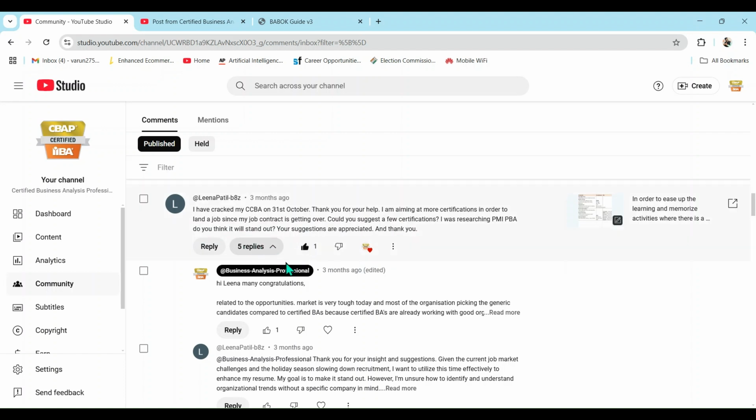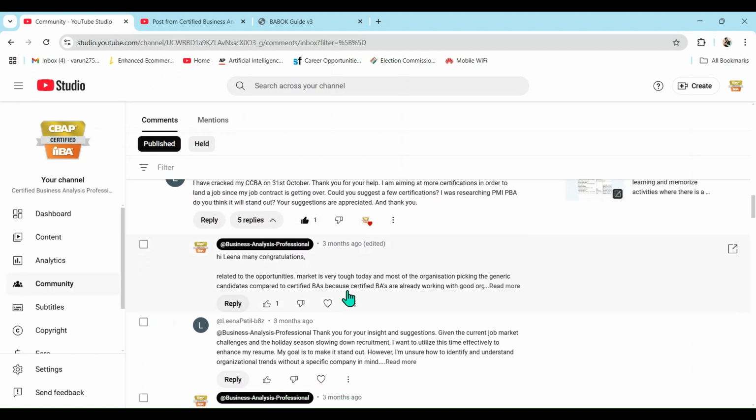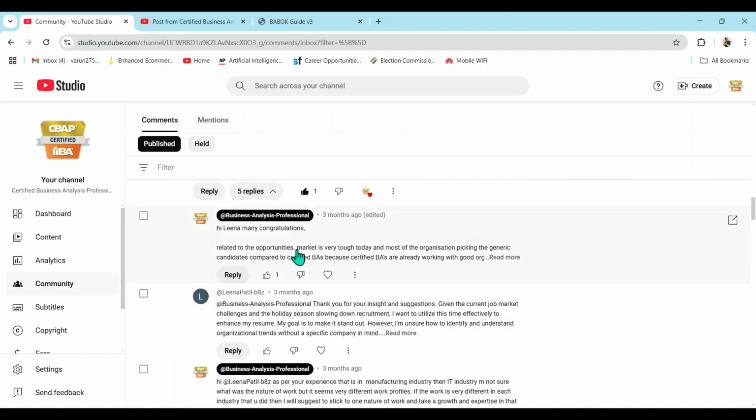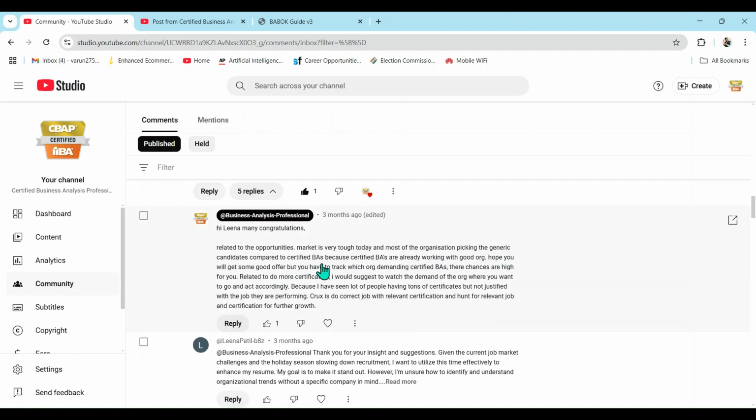Okay, so what I have answered here is that related to the opportunities, the market is very tough today and most of the organizations are picking the generic candidates compared to certified BAs, because certified BAs are already working with good organizations. Hope you will get some good offer, but you have to track which organizations are demanding certified BAs. Their chances are high for you.